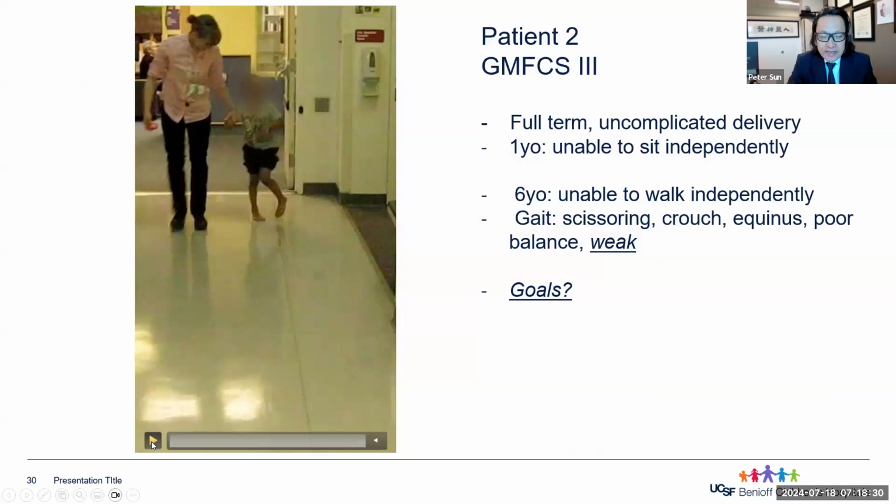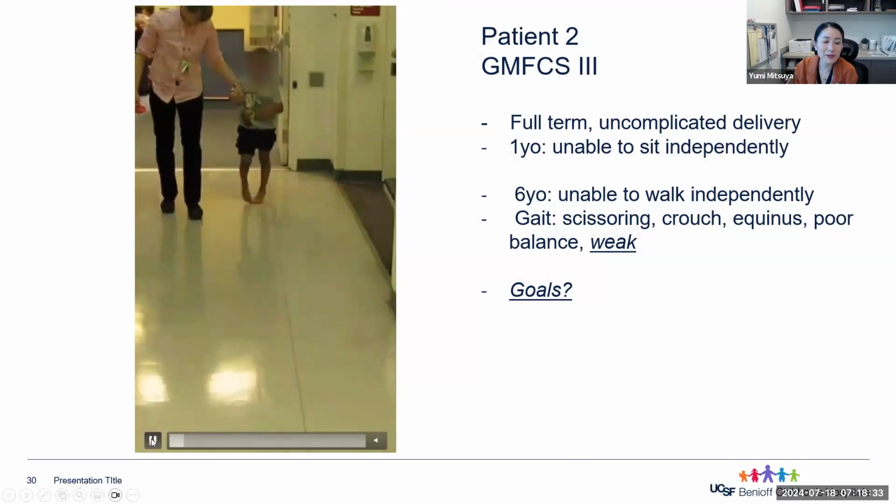So moving on to our next patient. Yep. Our next patient is 6 years old.